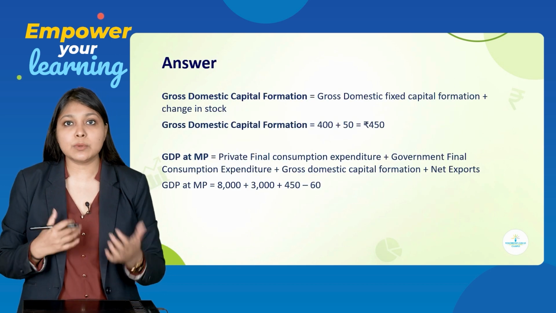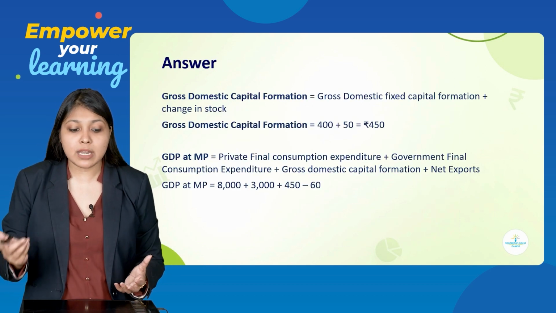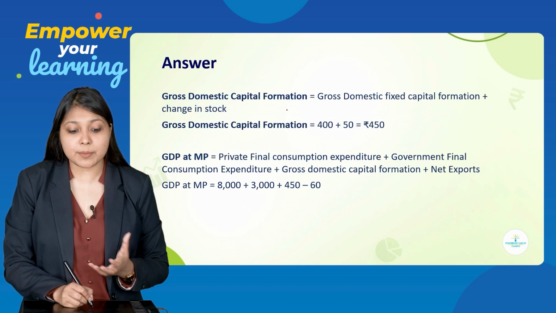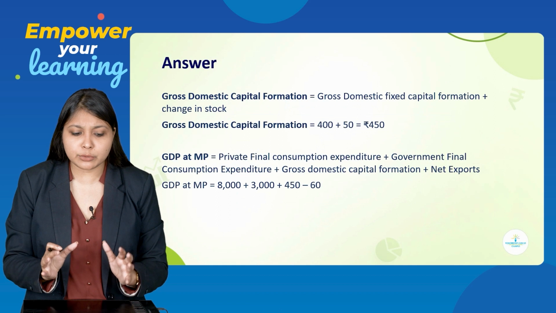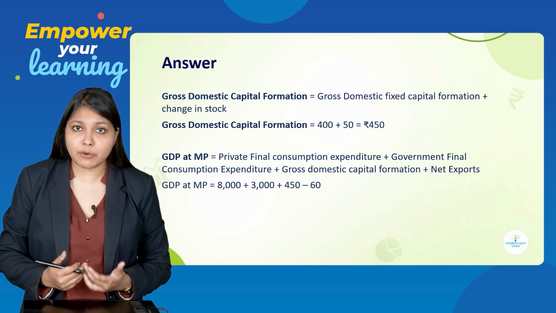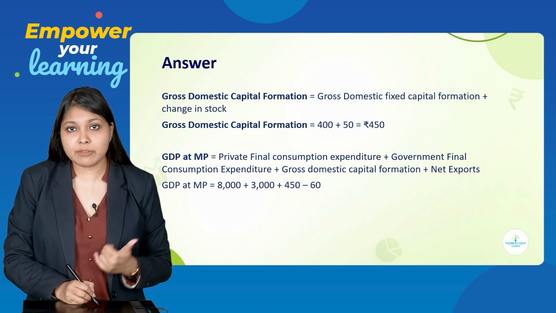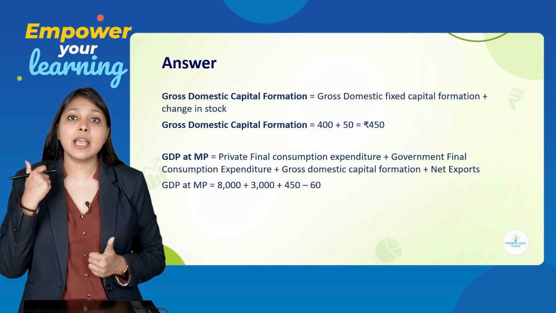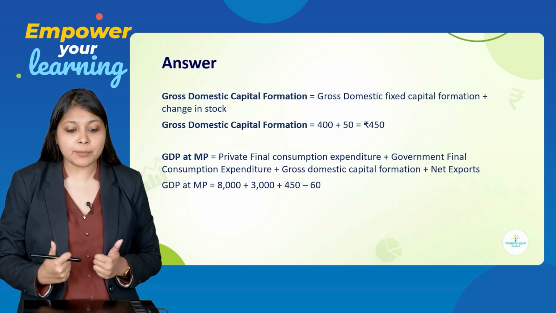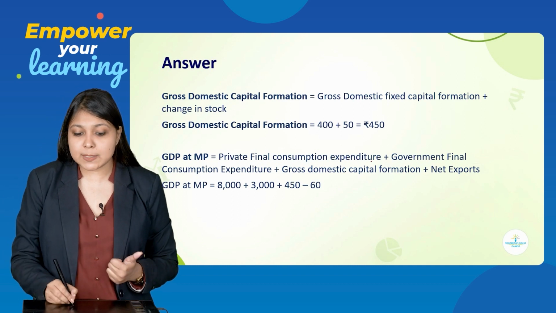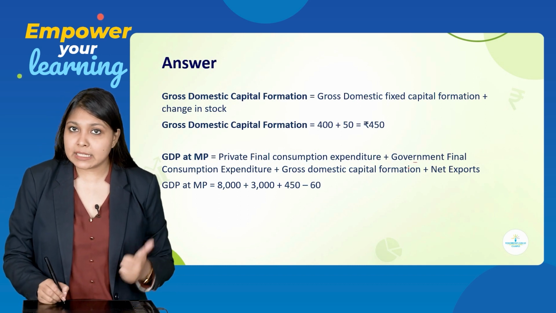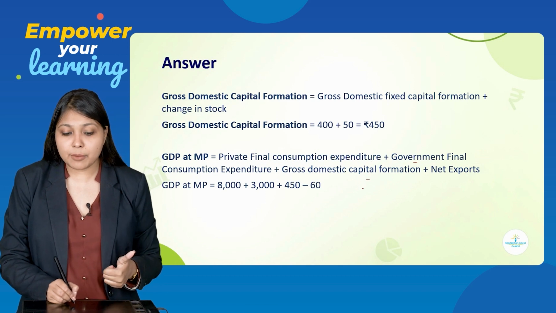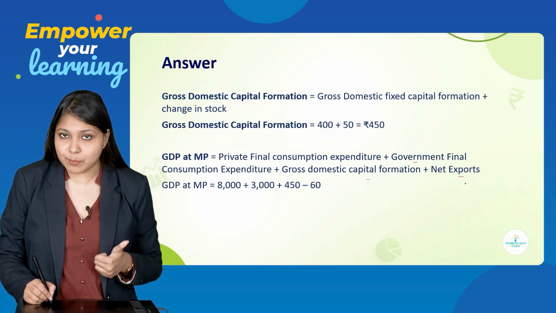Now, let us look towards the formula first of all. Before going to that, let us first write down the formula. So, GDP-MP, we know that the expenditure method is also represented with the aggregate GDP-MP. The formula is private final consumption expenditure plus government final consumption expenditure plus gross domestic capital formation plus net exports.